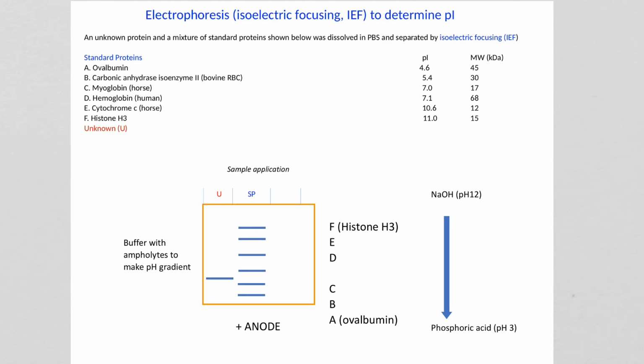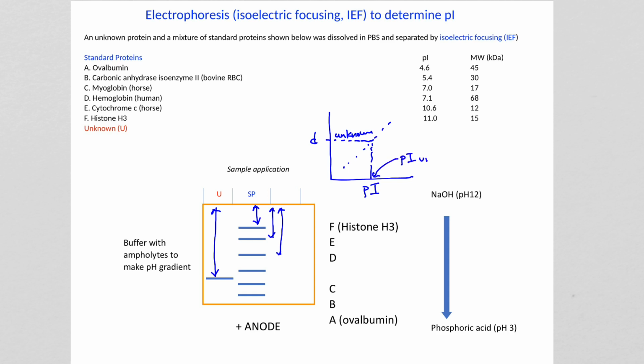To be more precise, you could determine the migration distance of the standard proteins. You can determine the migration distance D and plot the migration distance against the pI of the standard proteins to get a calibration curve. Then you can find the migration distance of your unknown protein, and from that migration distance you can extrapolate and find out the pI of your unknown protein.